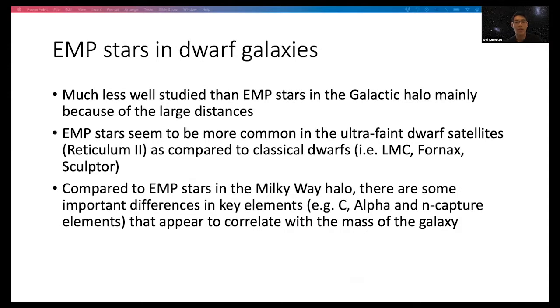So some background on EMP stars in dwarf galaxies. They are much less well studied than EMP stars in the galactic halo, simply because of their large distances. And EMP stars seem to be more common in the ultra-faint dwarf galaxies, such as Reticulum 2, as compared to classical dwarfs such as the LMC, Fornax, and Sculptor. And compared to EMP stars in the Milky Way halo, there seem to be some important differences in key elements such as carbon, alpha, and neutron capture elements that appear to correlate with the mass of the galaxy.